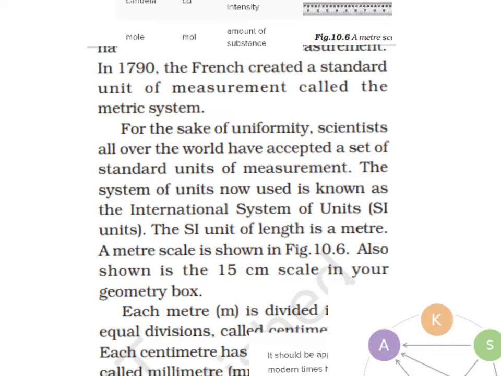In 1790, the French created a standard unit of measurement called the metric system. For the sake of uniformity, scientists all over the world have accepted a set of standard units of measurement. The standard system of units now used is known as the International System of Units. You might have noticed it in your book, or heard it called SI units. What are SI units? These are the standard International System of Units. The SI unit of length is the meter. A meter scale is shown below.